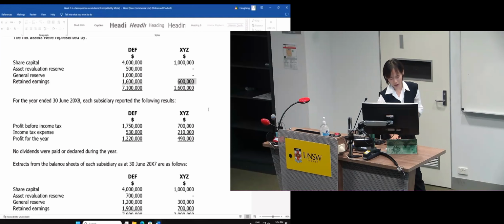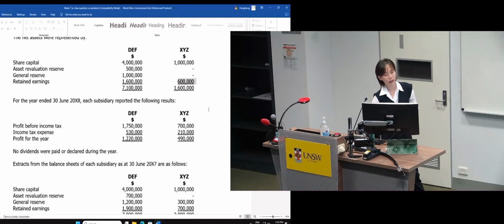So your allocation is based on 40% or 52%. What do you think? Yeah. So your allocation is based on 40% DNCI or 52% total NCI for the changes. 52%. Very good. Okay. So we should allocate based on 52%. Well done. So 52% of the changes in general reserve, that is 52% multiplied by 300,000.